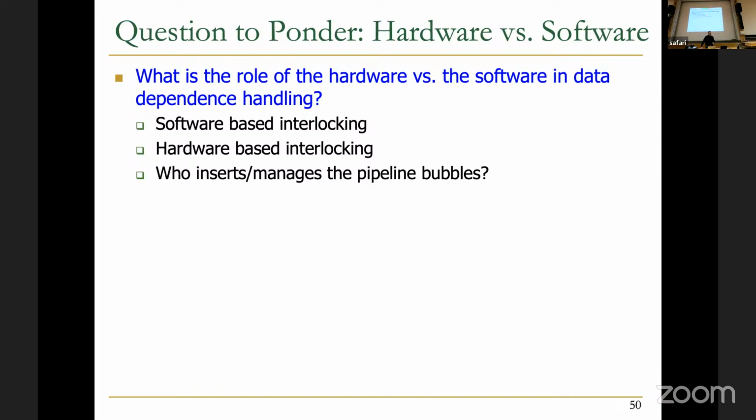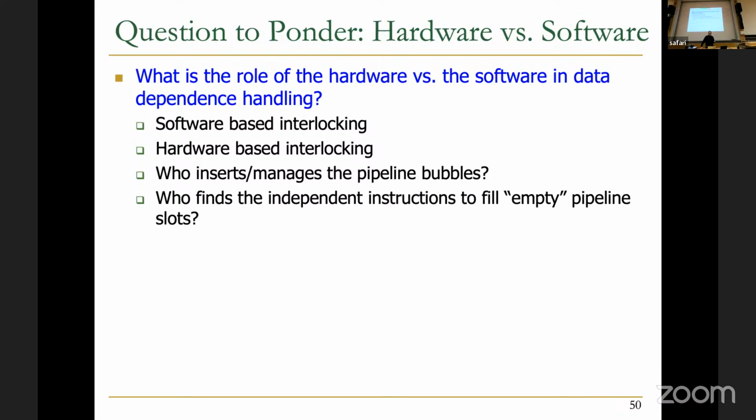So who inserts or manages the pipeline bubbles? Are we going to use hardware bubbles, or are we going to use no operations in the software? Who finds the independent instructions to fill empty pipeline slots? Is this the job of the software, the compiler, which finds independent instructions and brings them in between, instead of no operation instructions? Or is this the job of the hardware, which we will see later in the out of order execution lecture? And what are the advantages or disadvantages of each?